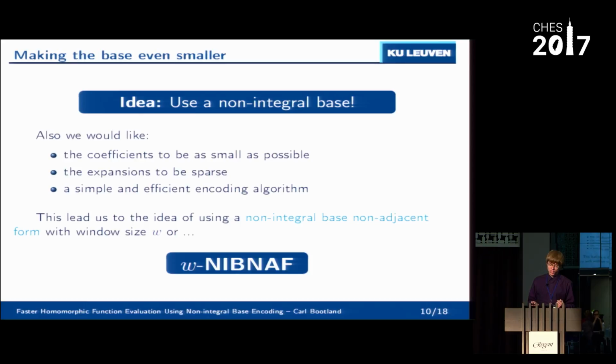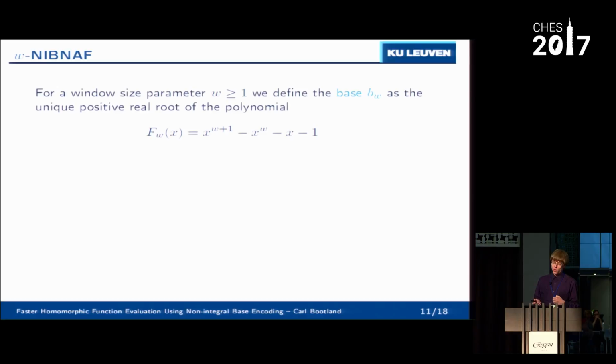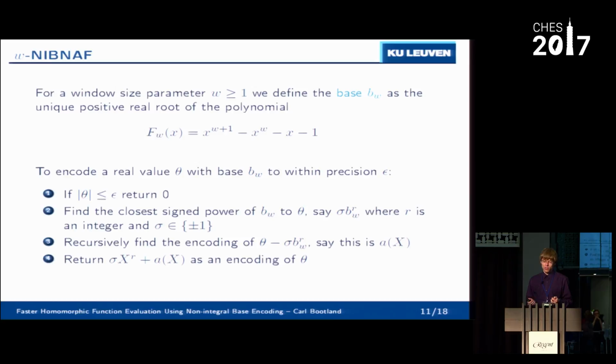So what is the base we use in WNIBNAF? Well, it is simply the unique positive real root of the following polynomial, which depends on W. So if we have a real value theta and the base b_W now, and we want to encode this to within precision epsilon, what do we do? Well, first, if the magnitude of theta is already at most epsilon, then we could just return 0. Otherwise, we find the closest signed power of the base to theta. So if this is b_W to the r and the sign is sigma, then we recursively find an encoding of the difference. And then if this is, say, A(x), then we simply return sigma times x to the power of r plus A(x) as an encoding of theta.